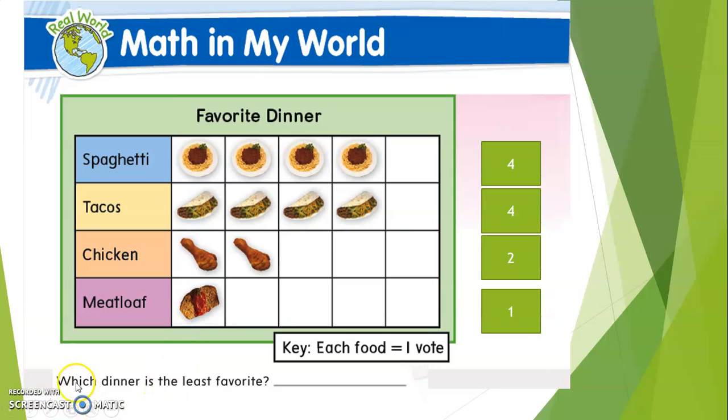Now we have a question down. It says, which dinner is the least favorite? Which one is the least? Be careful, the least, which means the fewest. Which one of these is the least? It's number 1. Excellent. So which kind is it? Meatloaf. So this is the answer.